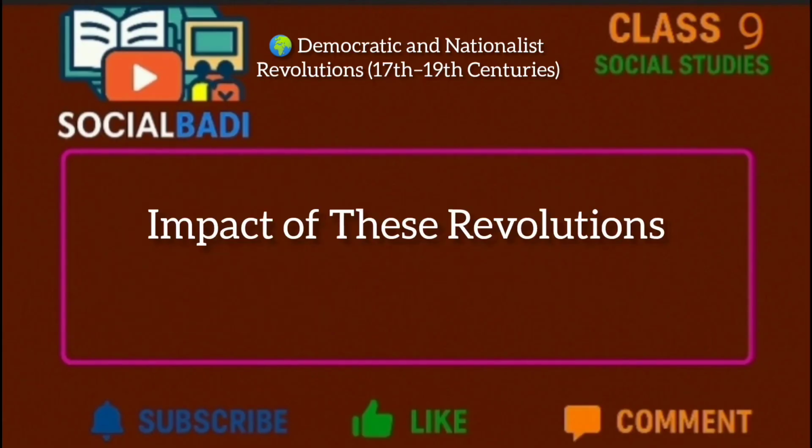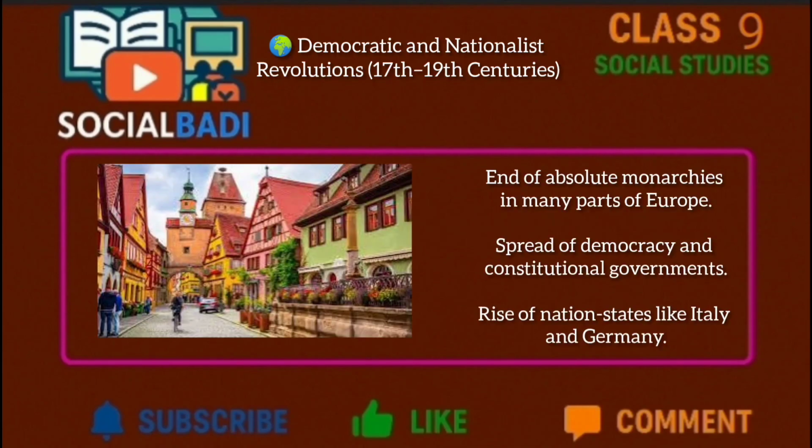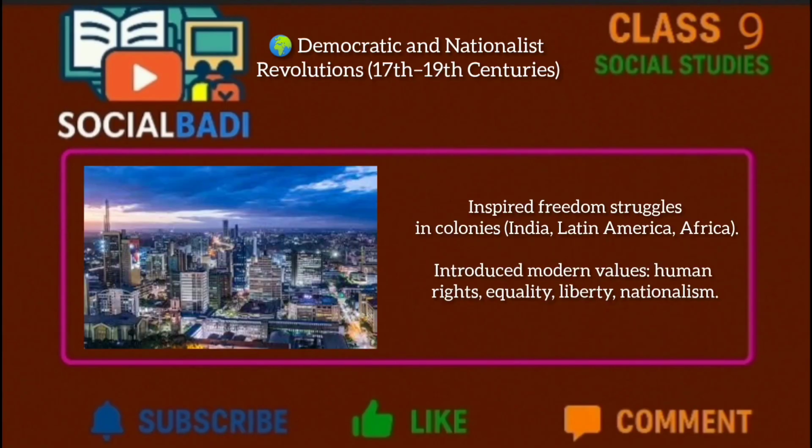Impact of these revolutions. End of absolute monarchies in many parts of Europe, spread of democracy and constitutional governments, rise of nation states like Italy and Germany. Inspired freedom struggles in colonies, India, Latin America, Africa. Introduced modern values, human rights, equality, liberty, nationalism.